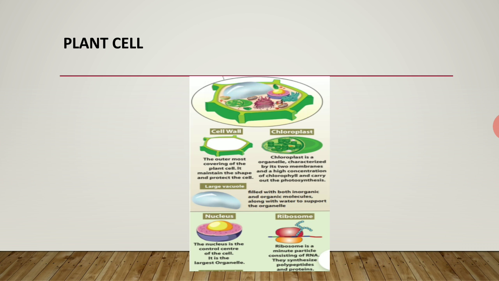Okay, and also the next one, the nucleus. The nucleus is generally present in both plant cells and also in animal cells. And then the large vacuole, which is filled with inorganic and organic molecules. And the next one is the ribosome, which is a minute particle consisting of RNA. What is the expansion of RNA? Ribonucleic acid. Okay, and they also synthesize polypeptides and proteins, which are synthesized by the use of these ribosomes. So these are all the important parts of a plant cell.